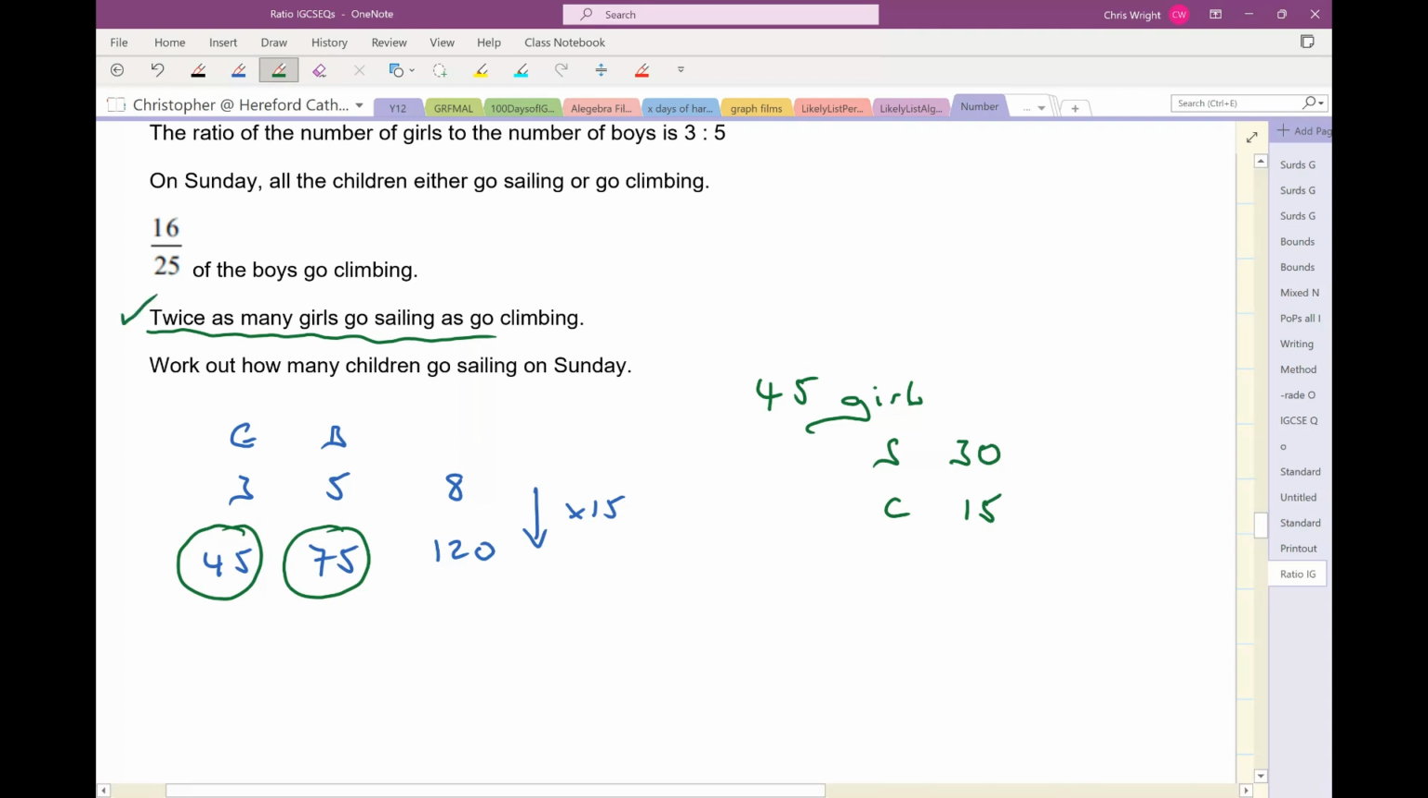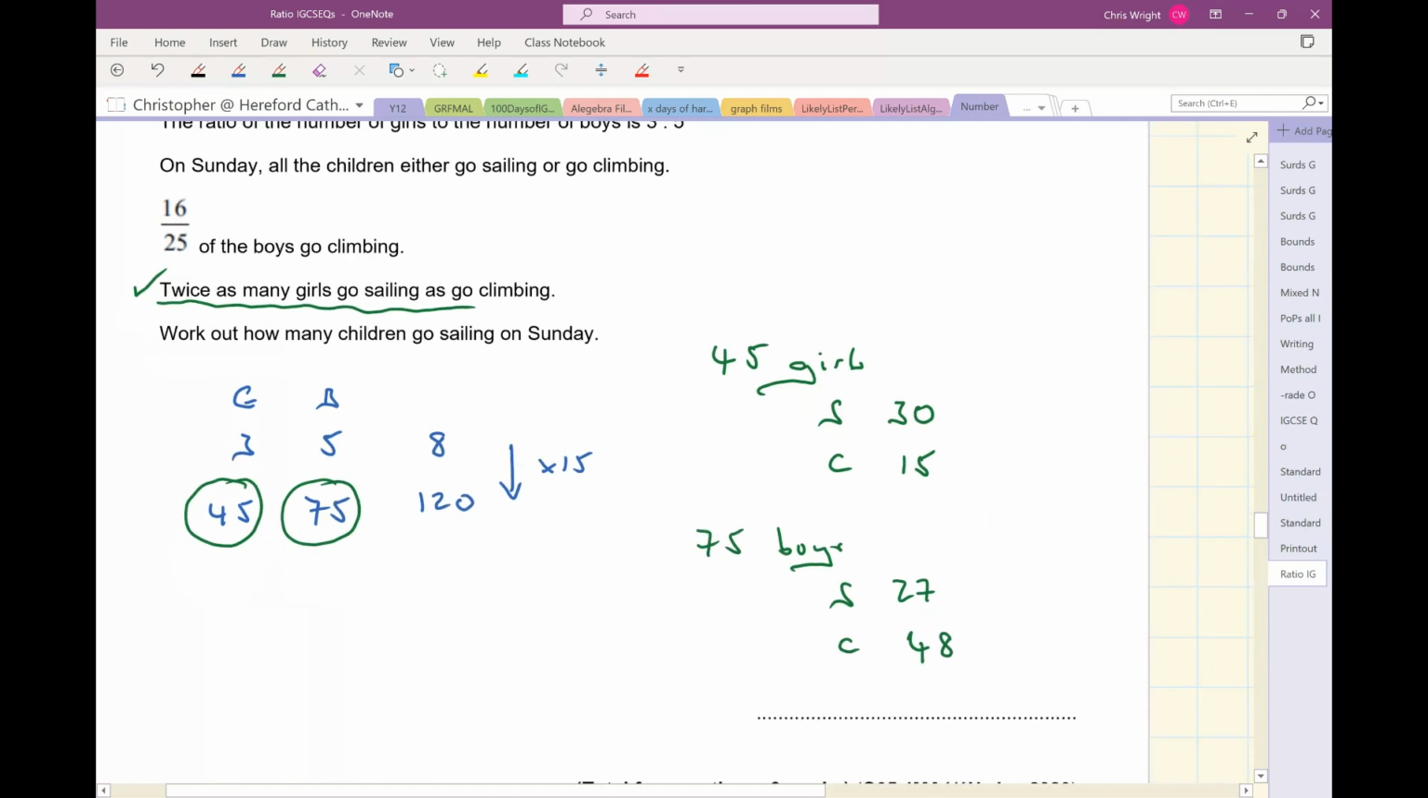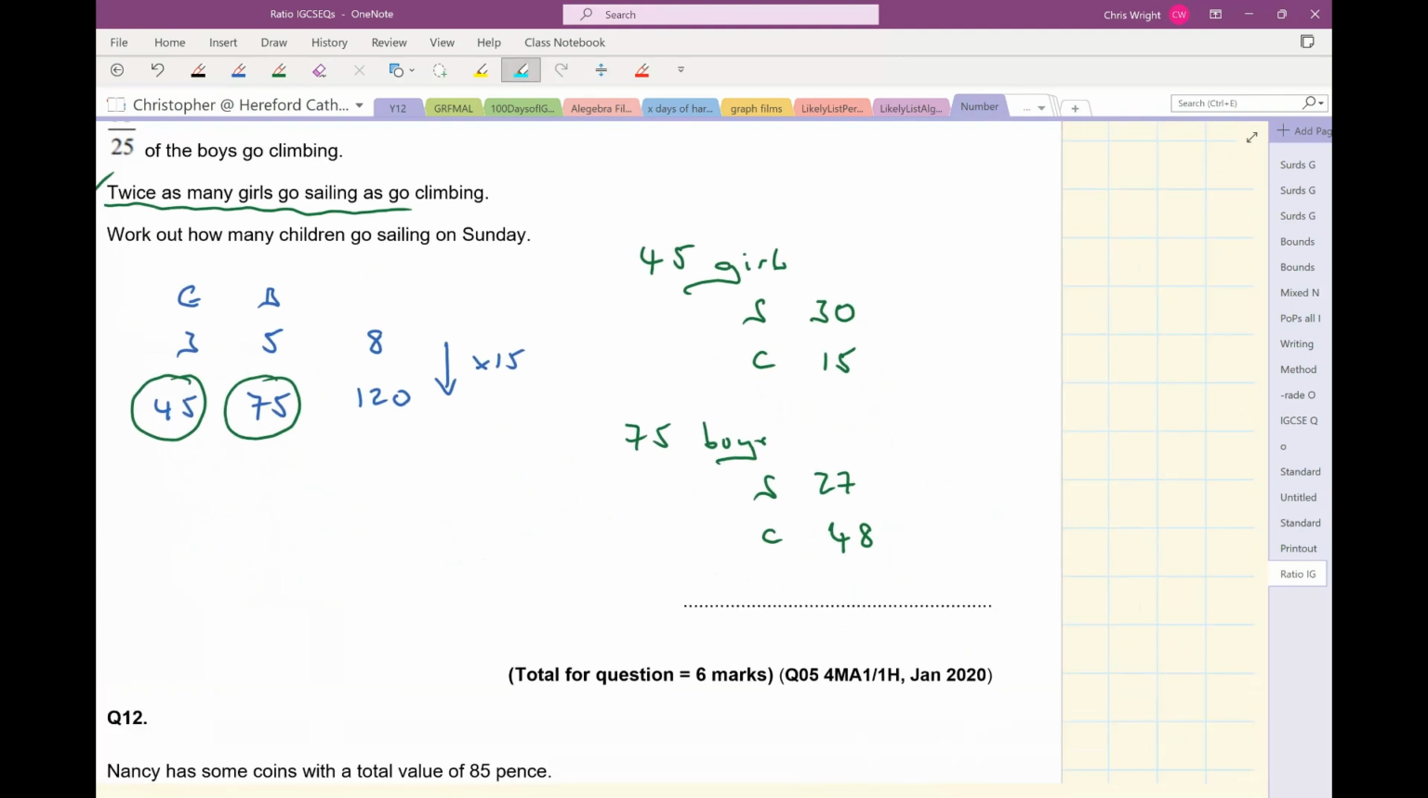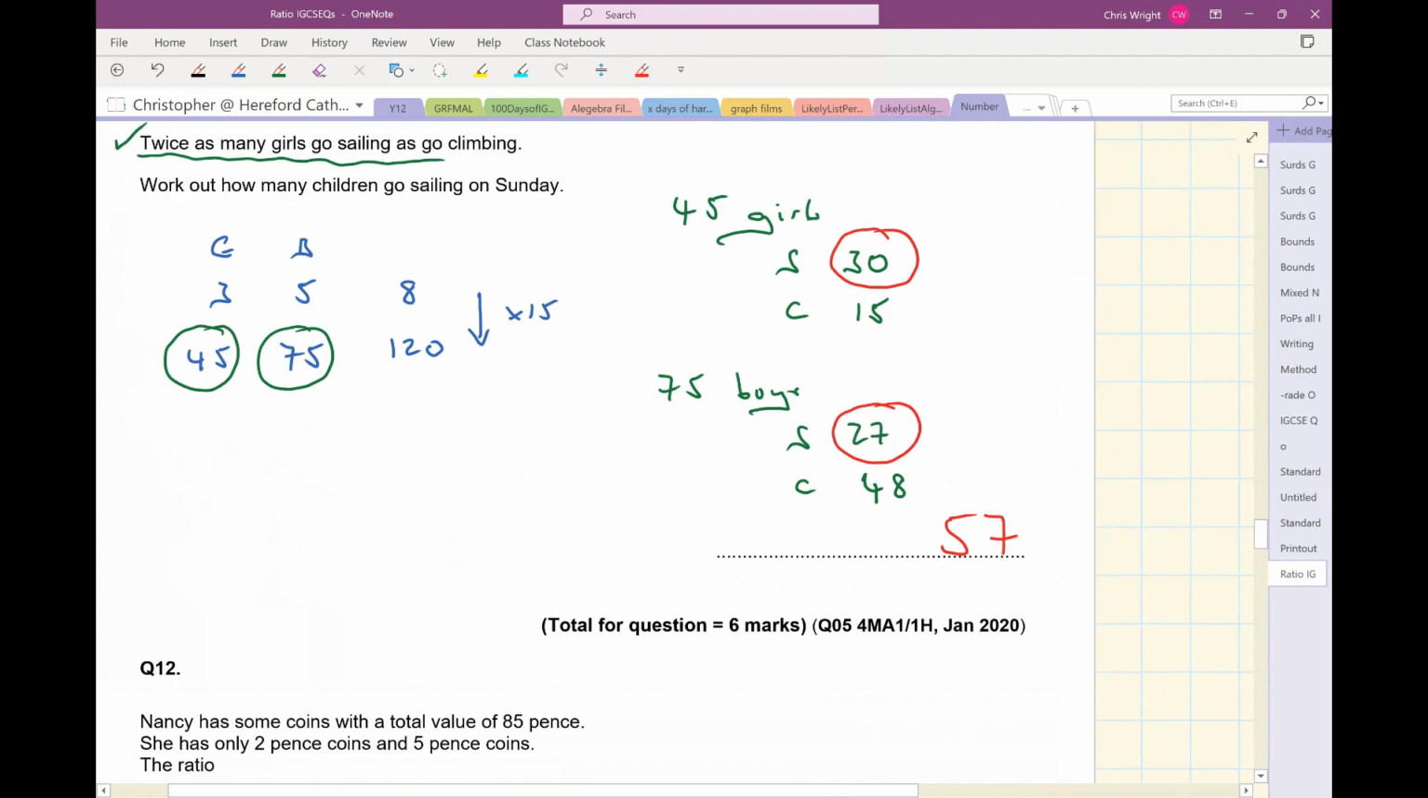Okay, twice as many girls go sailing as go climbing. Done that bit. Right, now let's do the boys. How many boys were there? 75 boys. 16 25ths go climbing. Right, sailing, climbing. So I've got to do 16 over 25 times by 75. And that tells me how many go climbing. 48 go climbing. So 75 minus 48, 27 go sailing. Right, now what's the question? Work out how many children go sailing. Well, it's going to be 30 of the girls and 27 of the boys. 57 children go sailing.